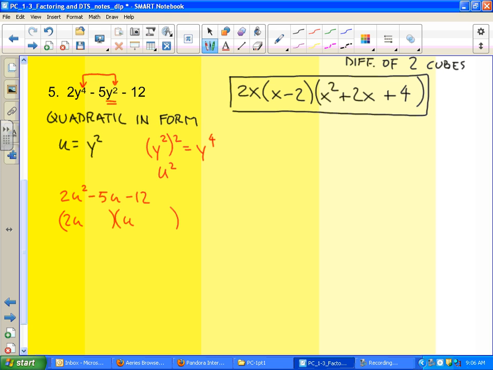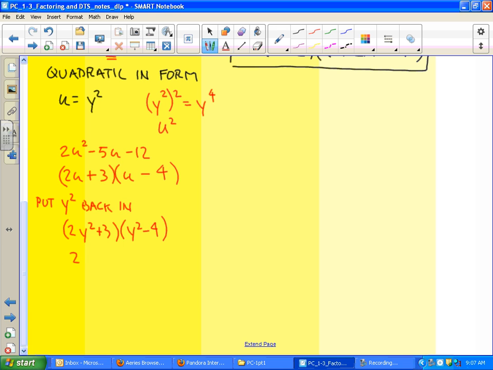2u and u. I'm going to just do a trial and error method here. I want a negative 5 with the factors of a negative 12. That means if I did 2 times negative 4, I'd get negative 8. And negative 8 plus 3 would give me negative 5 in the middle, and it produces the negative 12. All right, so I have factored it using these u's. Now we're going to reapply our u as a y squared. Remember, we substituted. Now we're going to put back y squared. And I get 2y squared plus 3 and y squared minus 4.